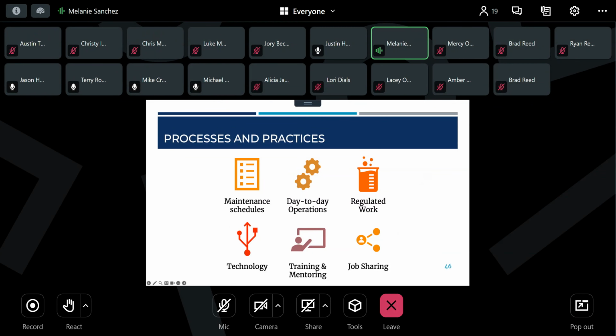Embracing technology, right, is a vital part of our modern workforce development. It involves ongoing training on new tools, systems, and software, which helps us with efficiency and definitely keeps us up with some industry advancements. Training and mentoring. I mean, you guys are going to get so tired of hearing me say mentoring, but fostering professional growth is really great. Cross-training existing staff and creating opportunities for job shadowing.